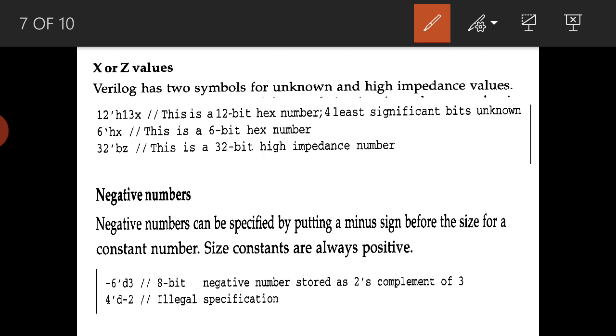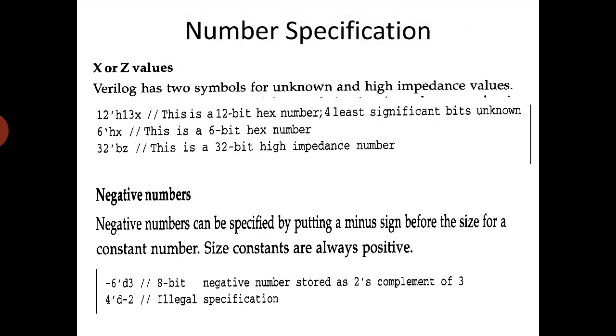So this is how we can use negative numbers in Verilog HDL. And what is illegal is this: the minus sign must be used before the size, not after the base format or some other place. So this is with respect to the high impedance and unknown values and the negative numbers.